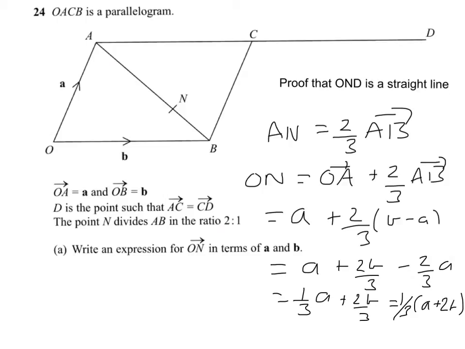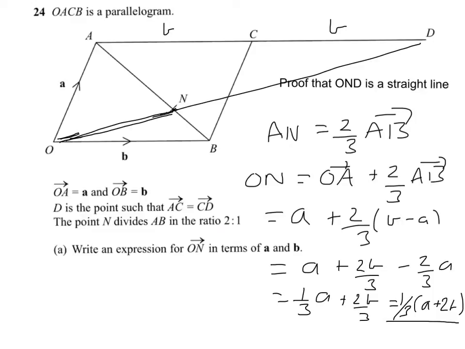Now we're going to prove that OND is a straight line. We know that AC is b, and we know that CD is exactly the same as b. So all I really need to show here is that if I can do OD and show that it's in the same direction as ON, then it's on a straight line. Now we know that ON, we've worked that out, that's 1/3 of (a plus 2b). So I've simply got to show that OD is a multiple of a plus 2b.